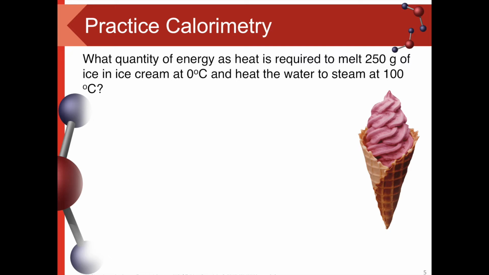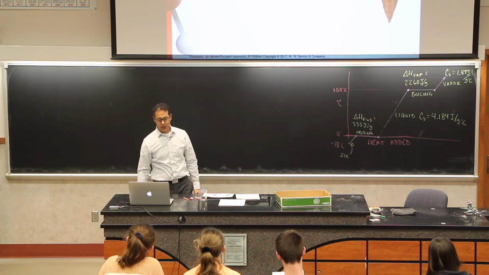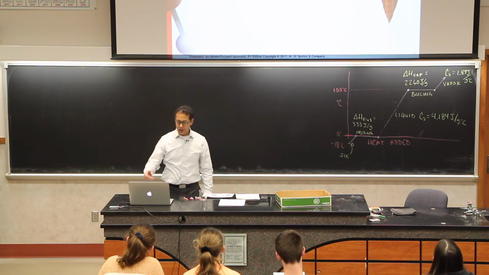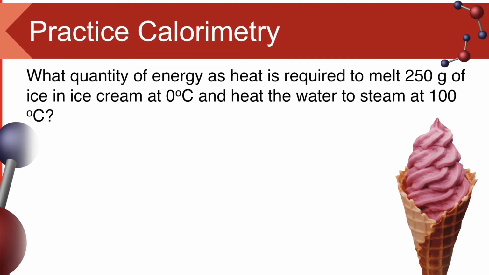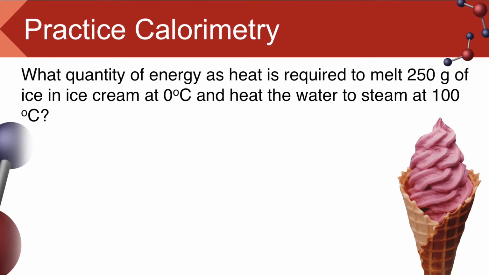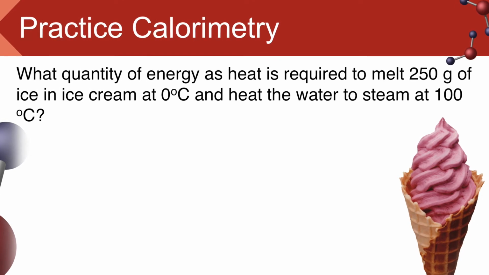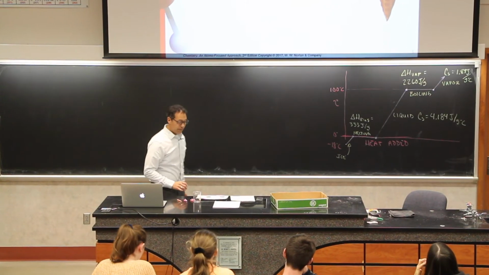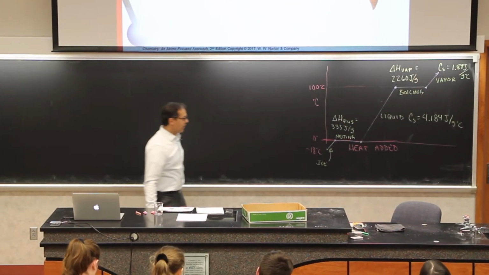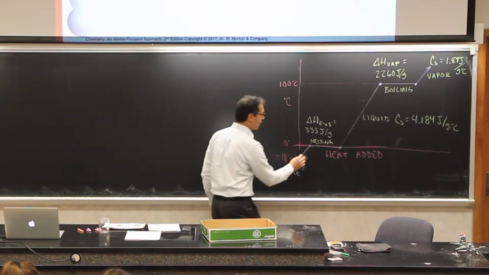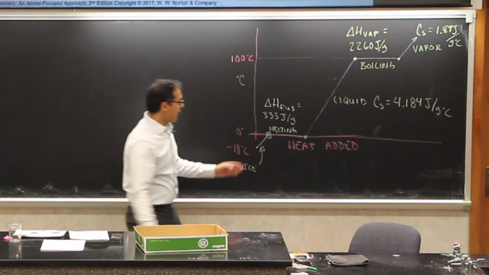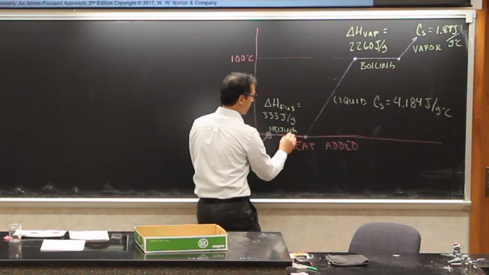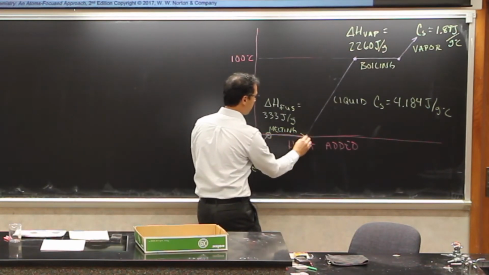Ice cream. Everybody loves some ice cream. So if you've got some ice cream and you melt your ice cream, it says here: what quantity of energy as heat is required to melt 250 grams of ice cream at 0 degrees Celsius and heat the water to steam at 100 degrees Celsius. So we have ice cream at 0 degrees Celsius as a solid. So that's here. So we're going to start here. And then we are going to have to melt it, which takes us to here. Okay, so we'll end up here.